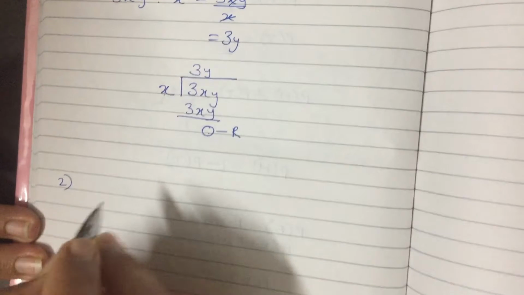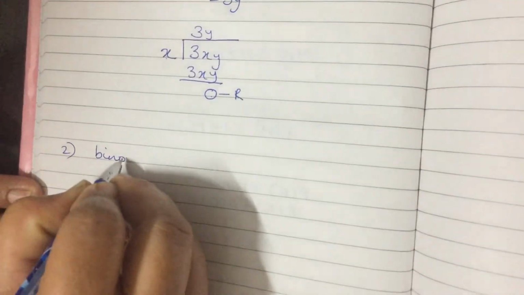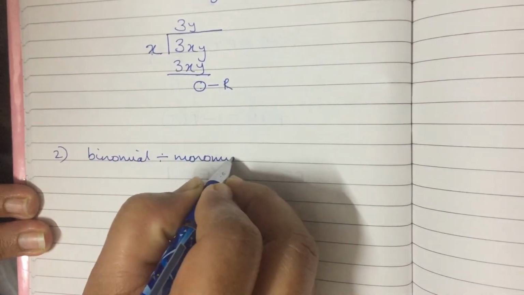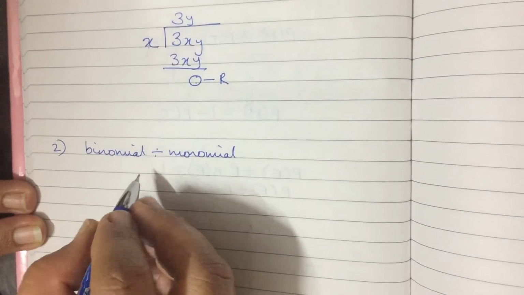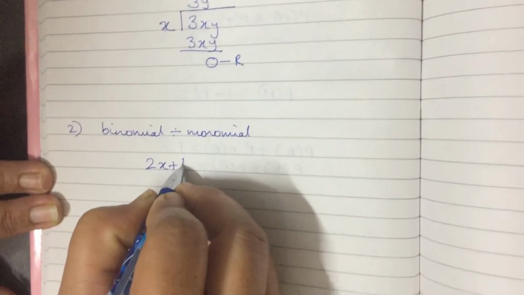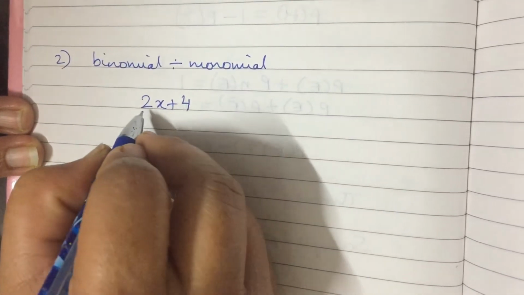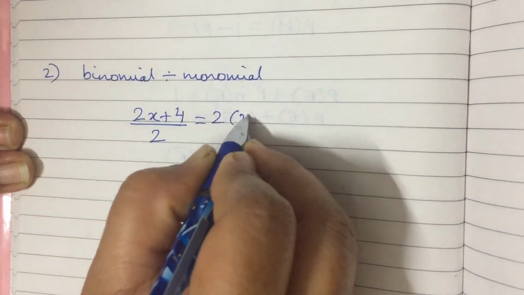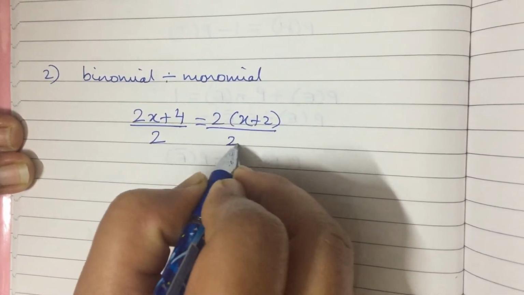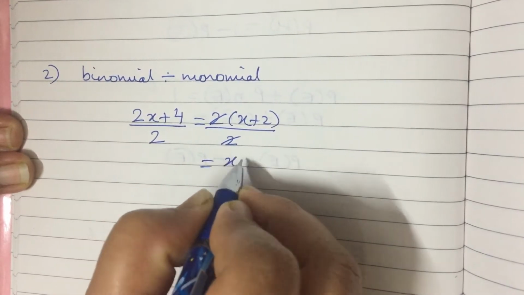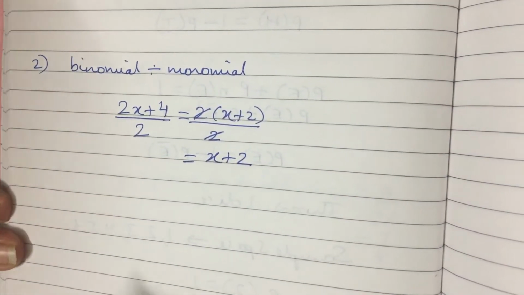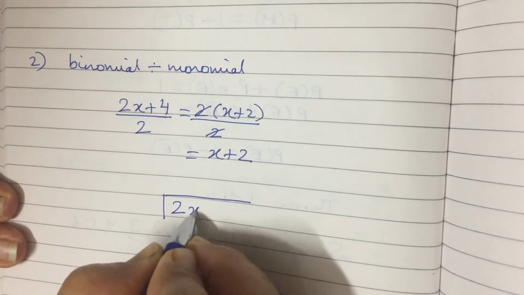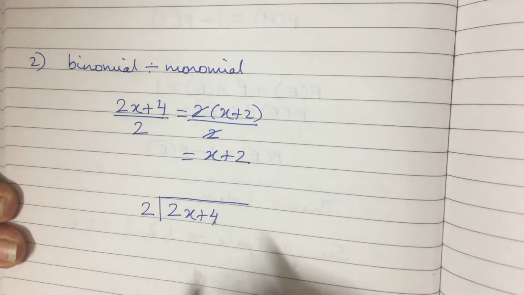The second case, we are going to take a binomial divided by a monomial. We have a binomial as 2x plus 4 and I want to divide it by a 2. We could have found 2 common. So this is x plus 2 divided by 2. We cancel and the answer is an x plus 2. Let us try to divide it like this. This is 2x plus 4 divided by 2.